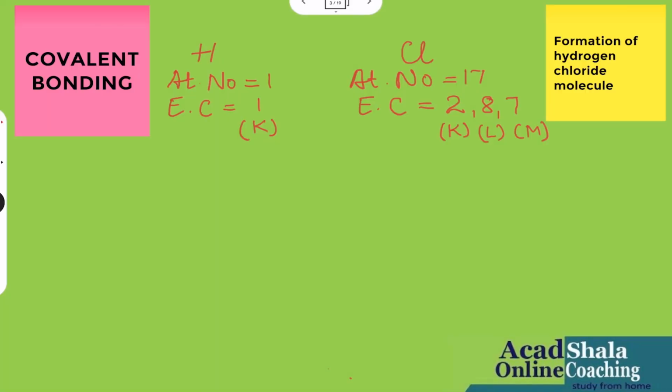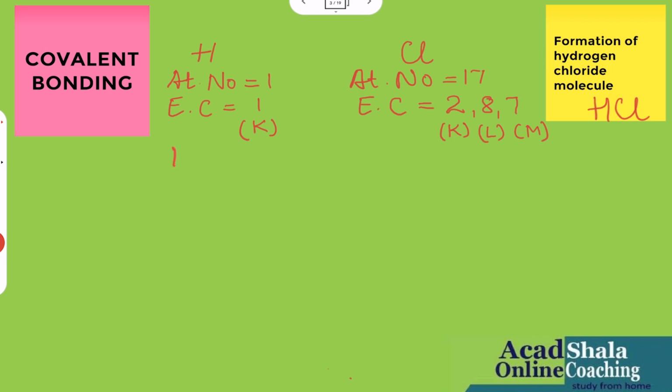Let us start with covalent bonding in hydrogen chloride molecule. Now hydrogen chloride molecule formula is, as you know, HCl. Right, children? First thing we are going to do is write down the atomic numbers. Hydrogen is 1, electronic configuration 1, that is K shell. For chlorine, atomic number 17, electronic configuration 2, 8, 7, KLM shell. Right, children? So this is the first step you are going to do.